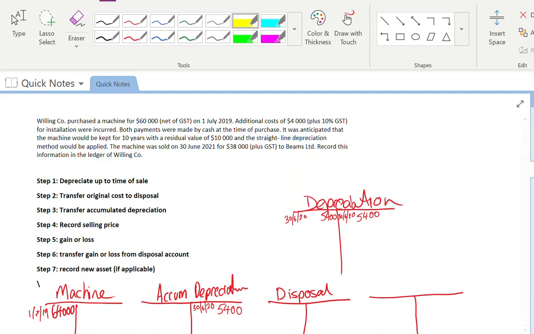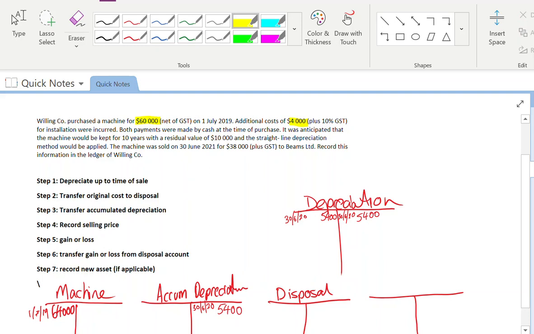So we have a machine. Will & Co purchased the machine for $60,000, net of GST. When it says net of GST, it hasn't been included. It was purchased on the 1st of July 2019. Additional costs were $4,000, and that was for installation.